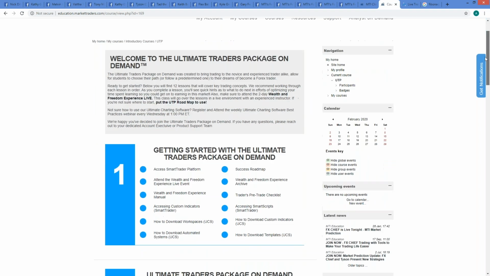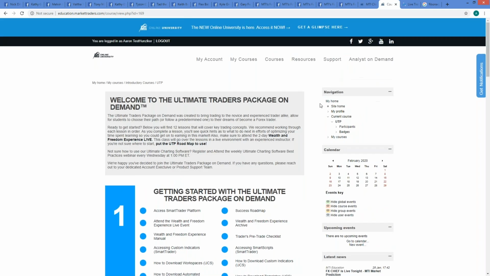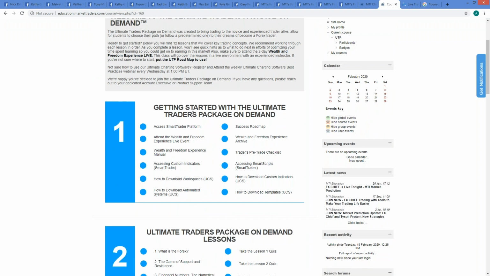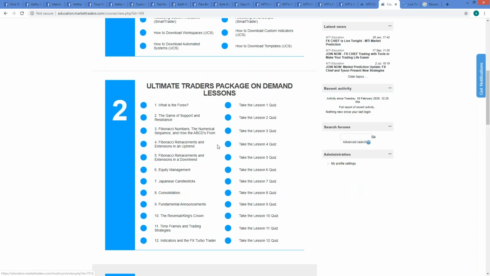This is right here, our back office. When you log in with your user ID and password, you get full access to what we call our education online university. You've got to build your foundation right here. This is all how to use the Smart Trader platform, how to open up workspaces. What is Forex, Fibonacci retracements and extensions, consolidation, fundamental announcements. These are all individual lessons, and this is how you build your foundation to become a successful trader. Most all of these are hosted by our founder, Jared Martinez himself.